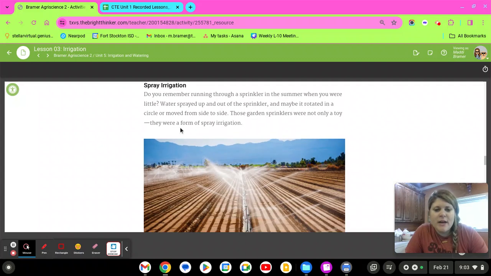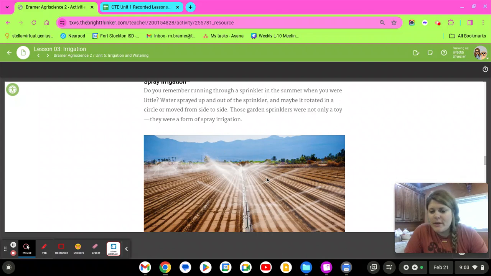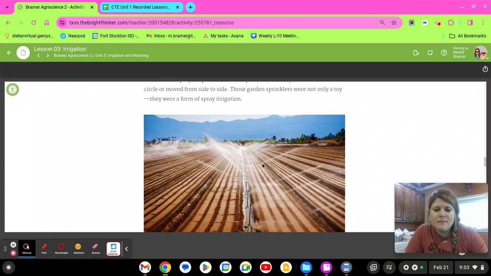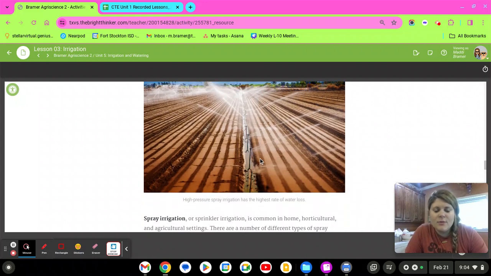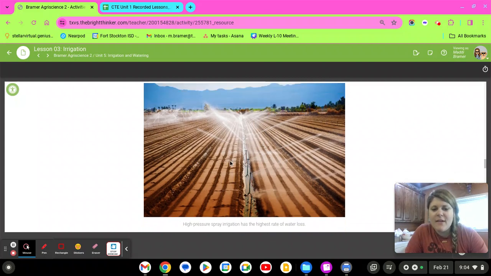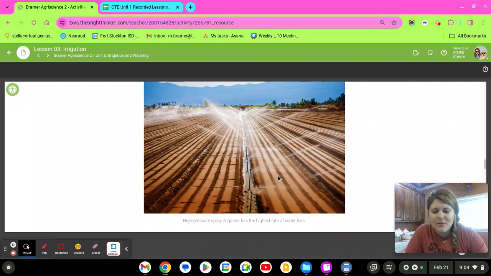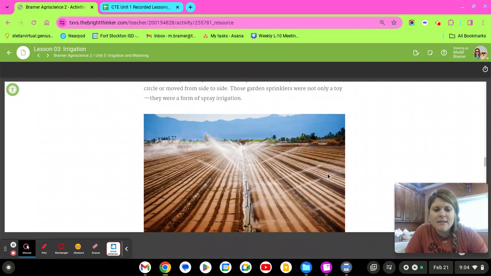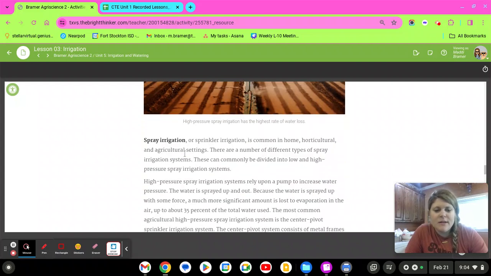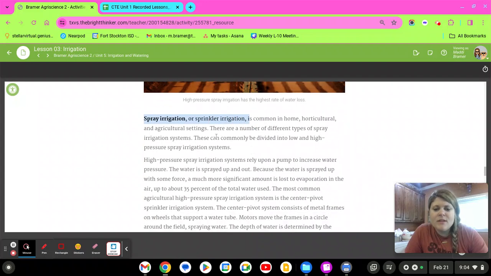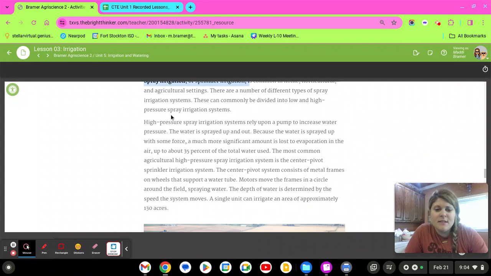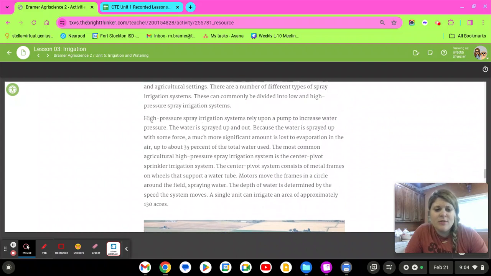Then you have spray irrigation, and that's like a sprinkler. Okay? So that's a form of spray irrigation or water sprinklers. Now in the fields, they have a lot higher pressure than we do in our gardens, but it's still the same concept. So spray or sprinkler irrigation is common. There's a number of different types of spray irrigation.